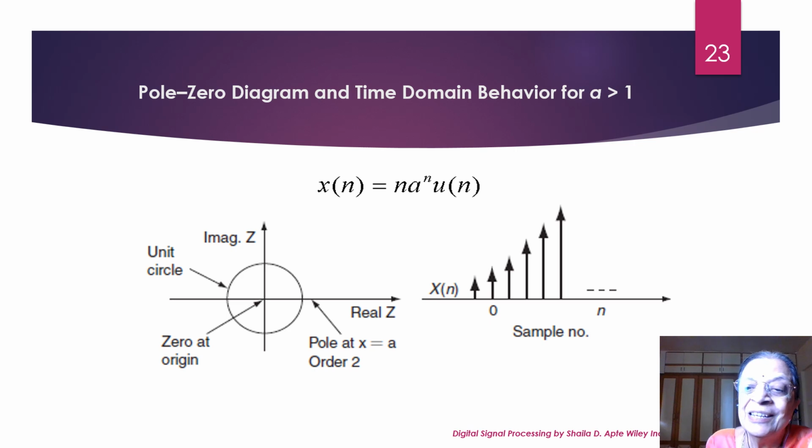So for a less than 1, the system will remain stable, and for a greater than 1, the system will become divergent, whether there is a single pole at z equal to a or whether there is a double pole at z equal to a.